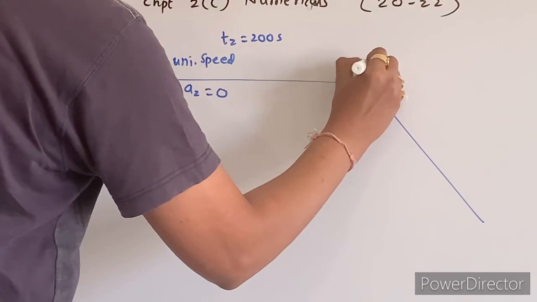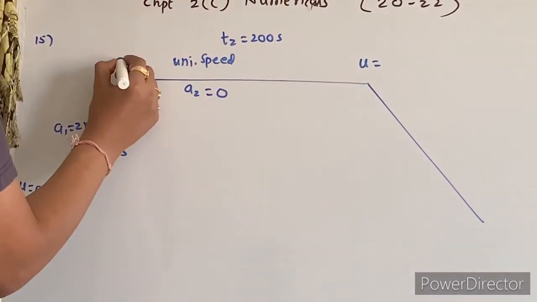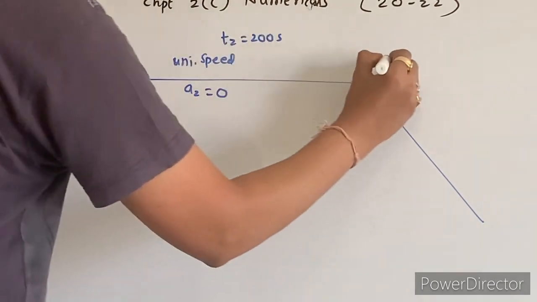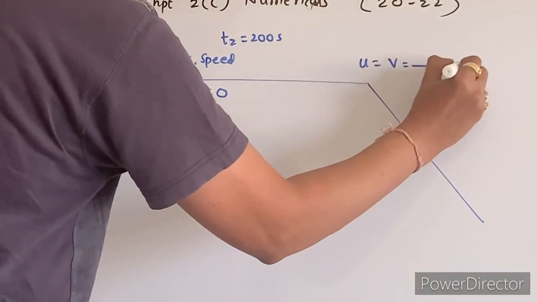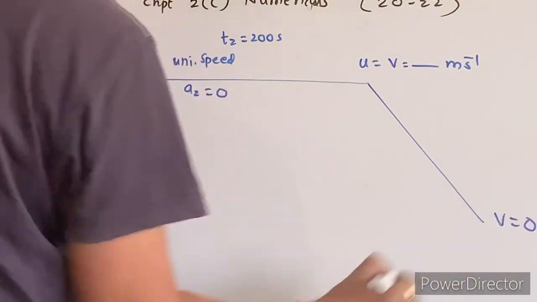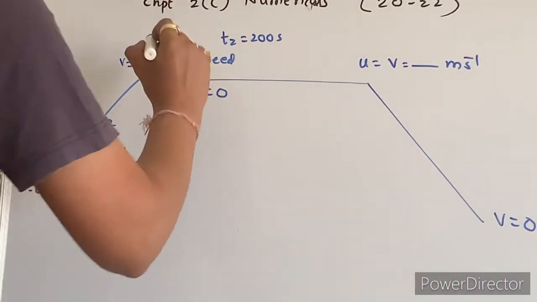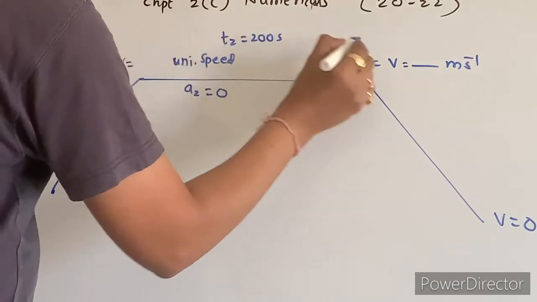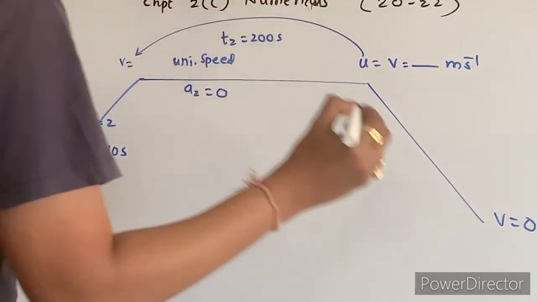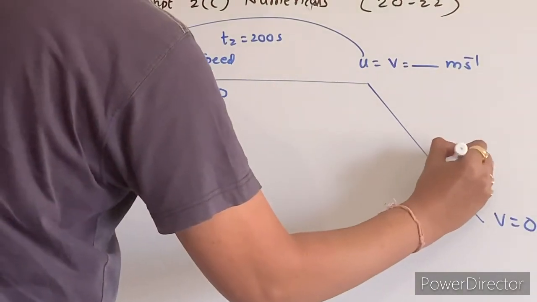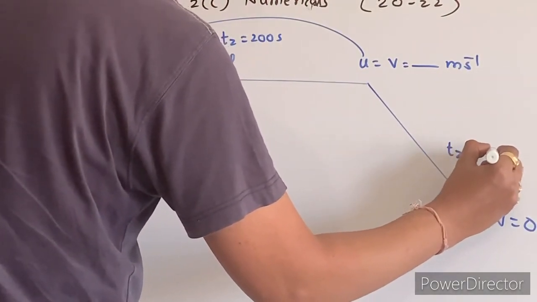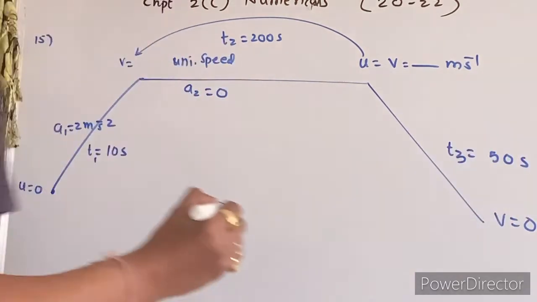So here the initial velocity will be, that is, its final velocity will be whatever value it is moving with, something meters per second. Now here it comes to rest, meaning its final velocity will be 0. So its initial velocity is the same as the final velocity of the previous part. So your final velocity is 0 and time t3 is equal to the last 50 seconds.